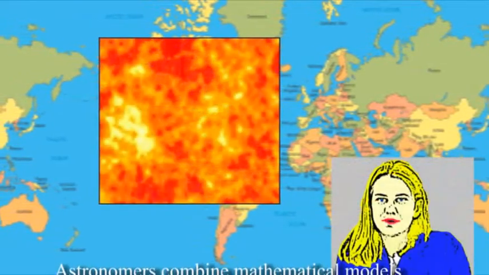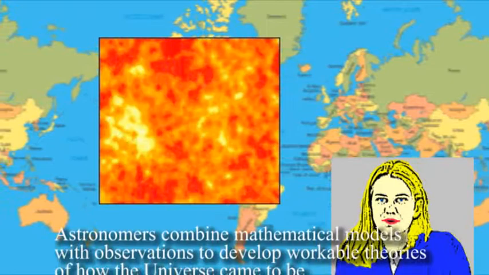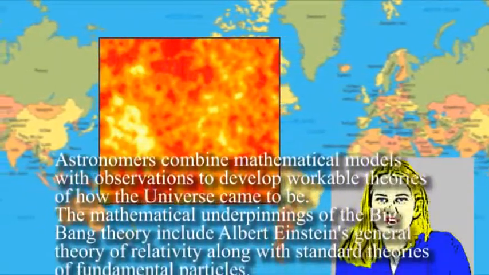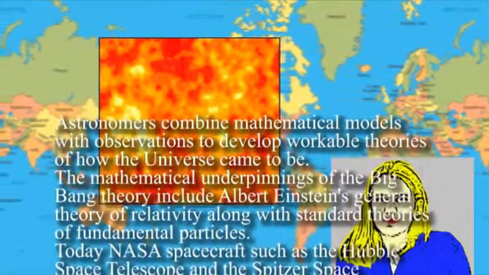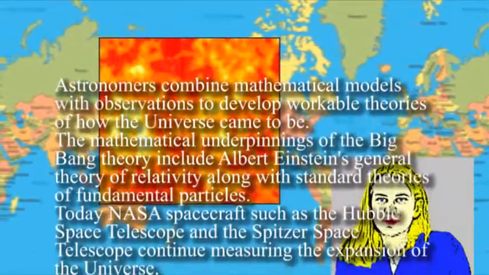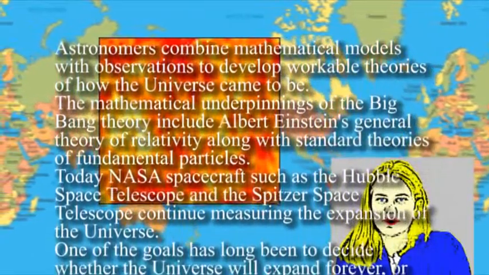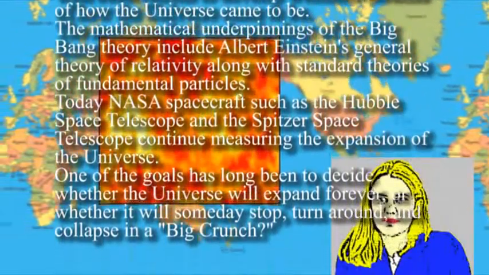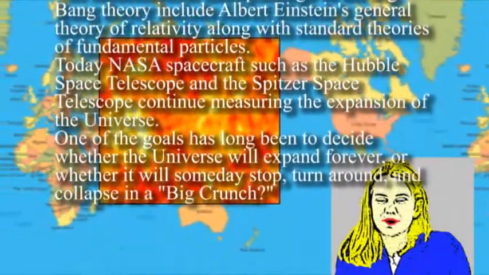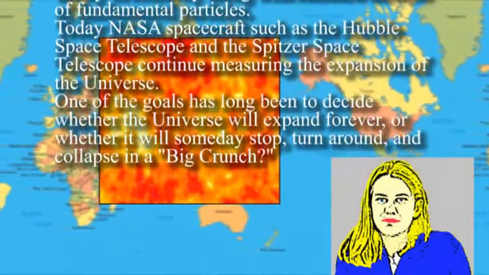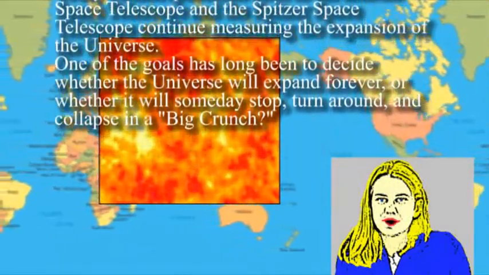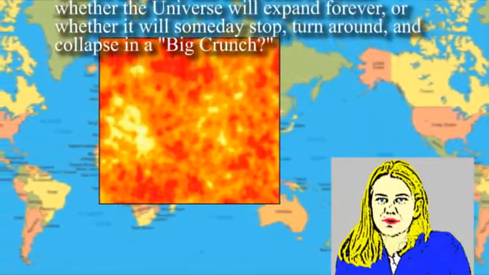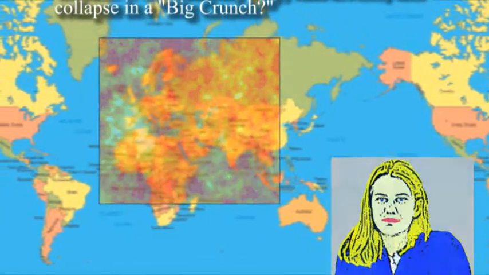Astronomers combine mathematical models with observations to develop workable theories of how the universe came to be. The mathematical underpinnings of the Big Bang theory include Albert Einstein's general theory of relativity along with standard theories of fundamental particles. Today NASA spacecraft such as the Hubble Space Telescope and the Spitzer Space Telescope continue measuring the expansion of the universe. One of the goals has long been to decide whether the universe will expand forever, or whether it will someday stop, turn around, and collapse in a big crunch.